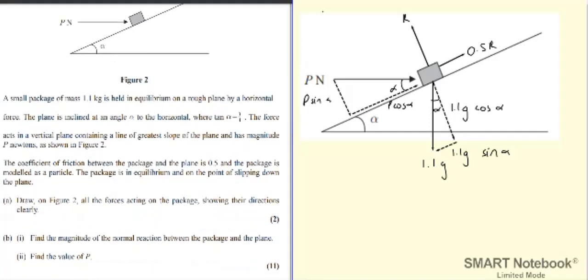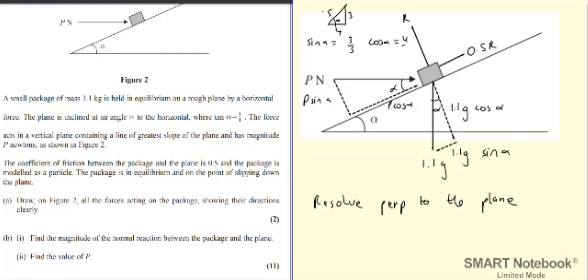Now find normal reaction, etc. I've got two unknowns. I've got P and I've got R. So maybe I will resolve first perpendicular to the plane. And actually what we could do is, because it says tan alpha is 3/4, I'm going to draw a quick triangle. Here's alpha. This must be 3. This must be 4. This is 5. So sine alpha equals 3/5, and cos alpha equals 4/5.